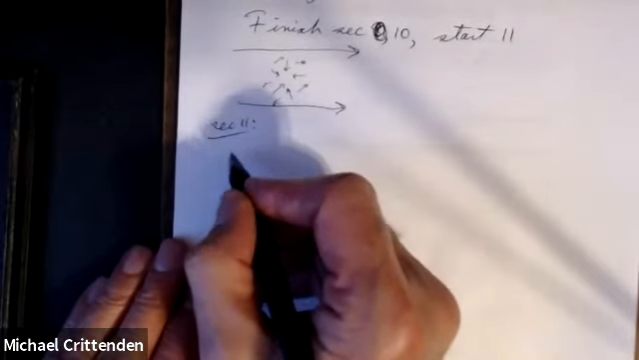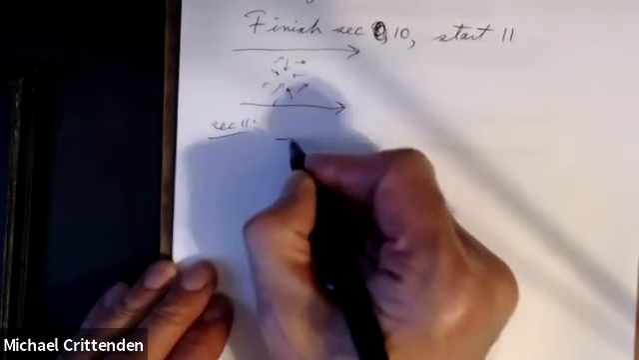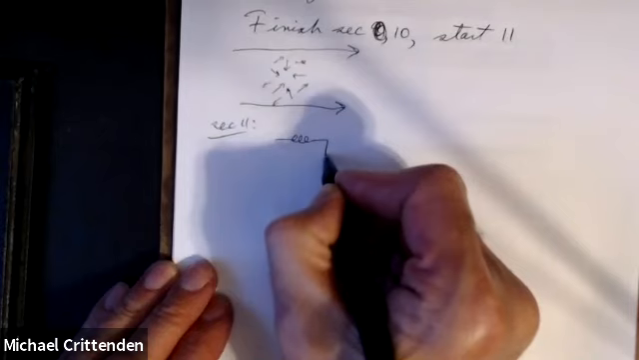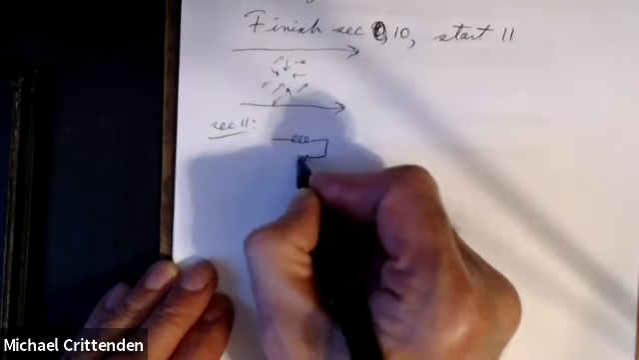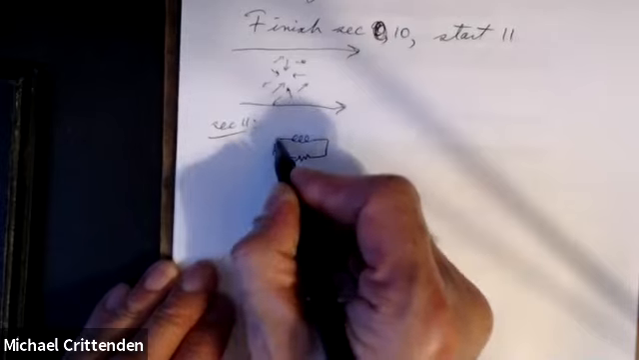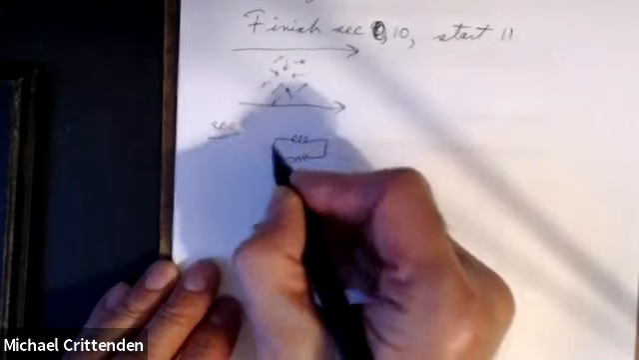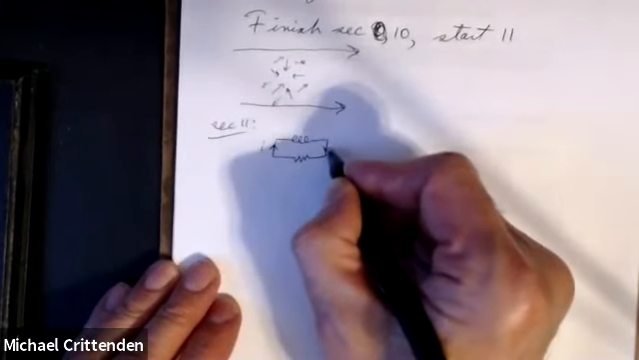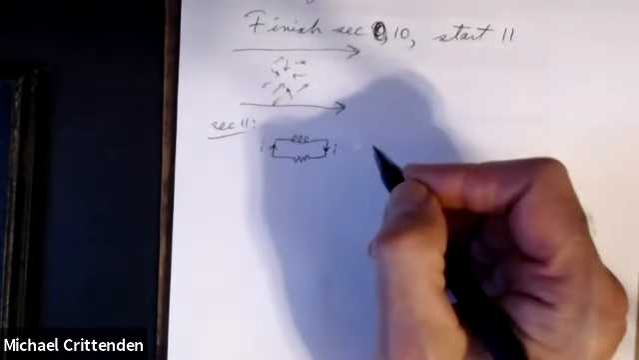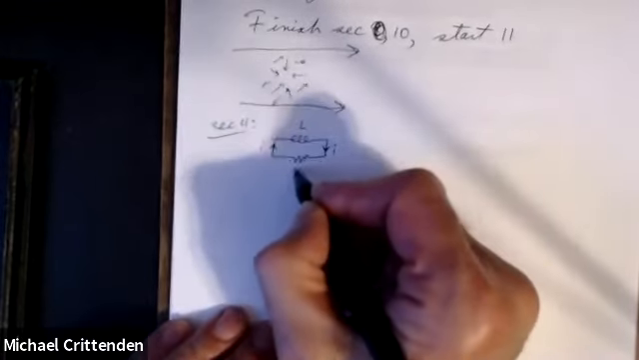So without the battery, what you've got is just a coil and a resistor. And I'm going to use a lowercase i for the current this time. It's flowing around like that. Inductance L, resistance R.